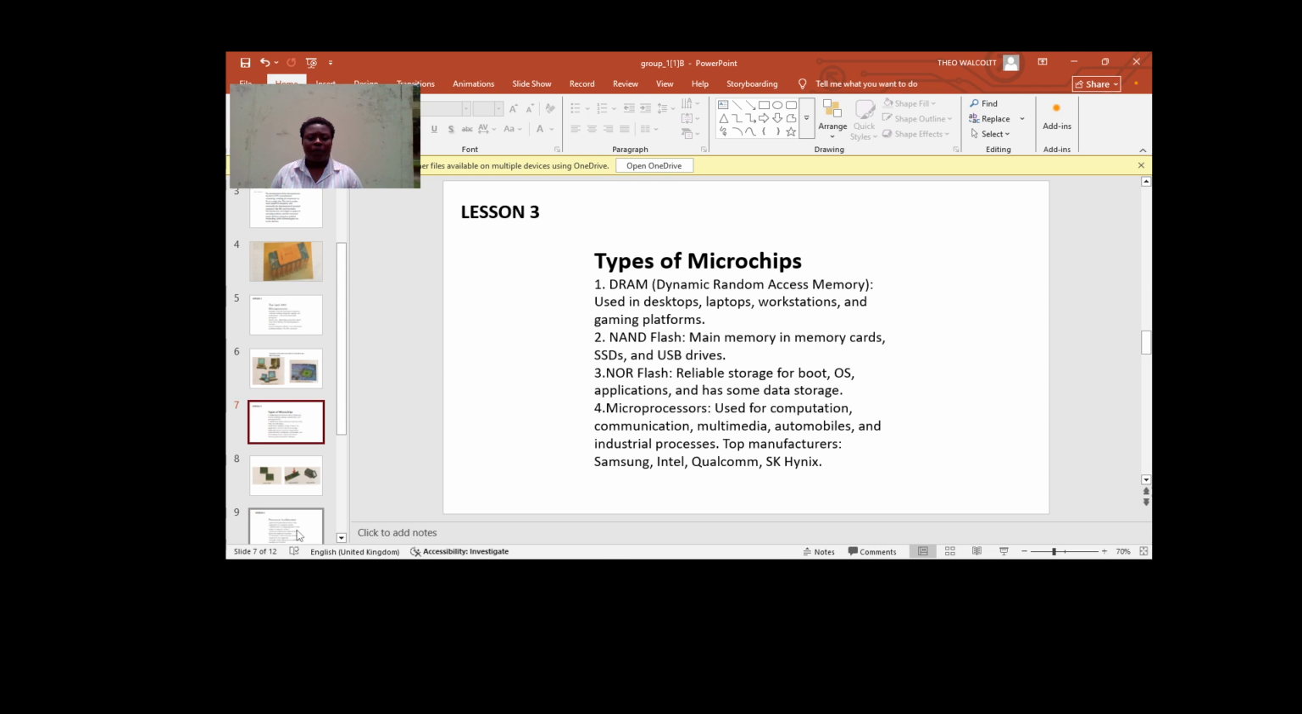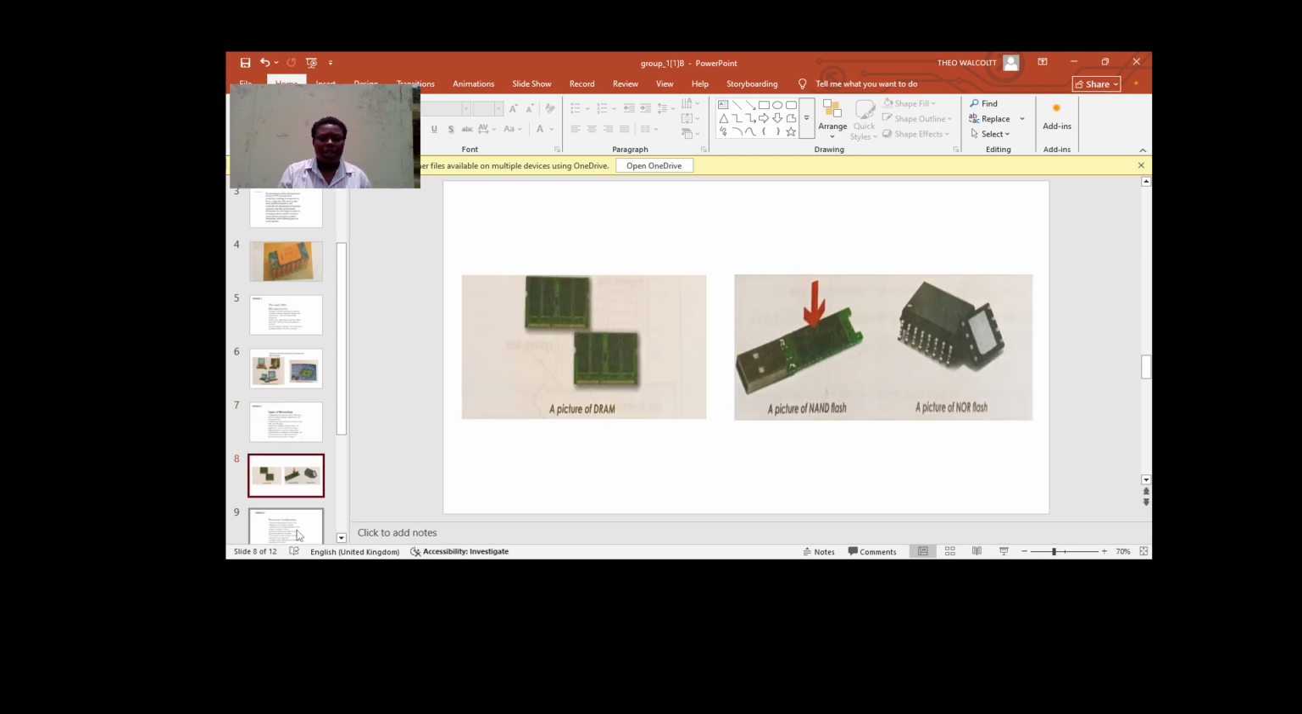Then we have the NOR flash. It is reliable storage for boot, OS, and application, and has some data storage. For microprocessor, it is used for computation, communication, multimedia, automobile, and industrial processes. And we have the top manufacturers: Samsung, Intel, Qualcomm, SK Hynix. So these are the examples of the DRAM, the NAND flash, and the NOR flash.